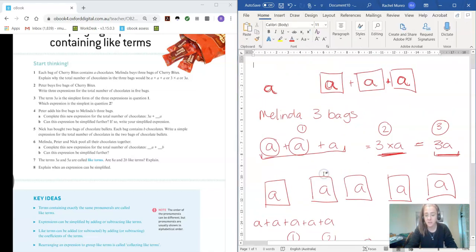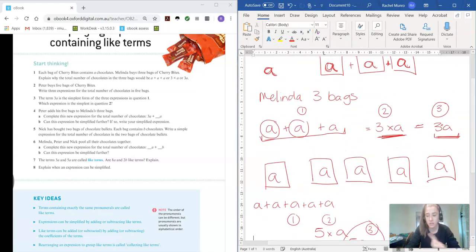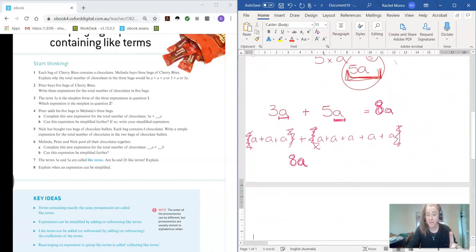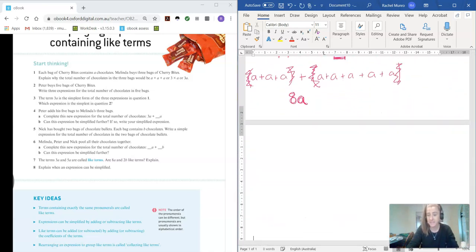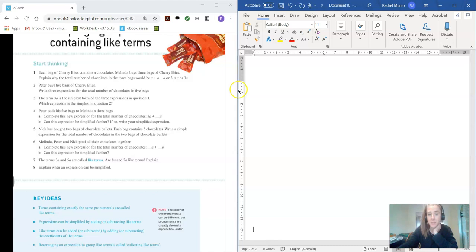Okay, so that's really important to note that it's not the cherry bites that we had before, which were represented by A. So remember, A is our cherry bites. Okay, B is now going to be the choc bullets. Okay, they are different. They are not the same type of chocolate, so we need to use different pronumerals.